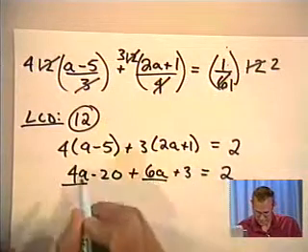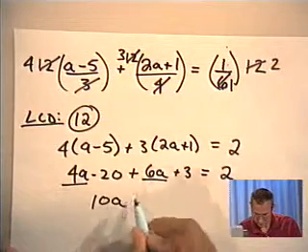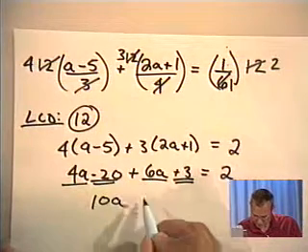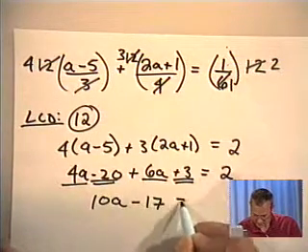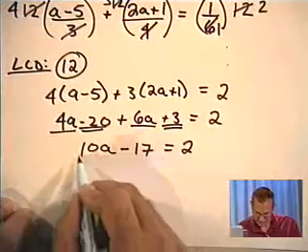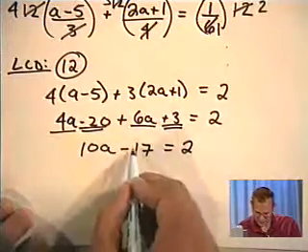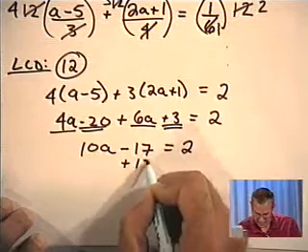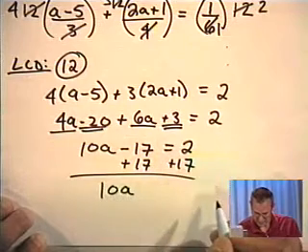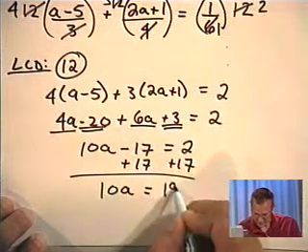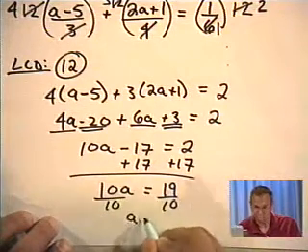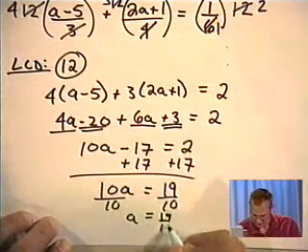4a and 6a, remember we add the coefficients together, is 10a. Negative 20 and 3 is a negative 17 equals 2. Let's see, we want to solve for a, so let's make sure the a's are on one side and everything else is on the other. So we can add 17 to both sides. We get 10a on the left is equal to 19. And then finally dividing by 10, a is equal to 19 tenths.